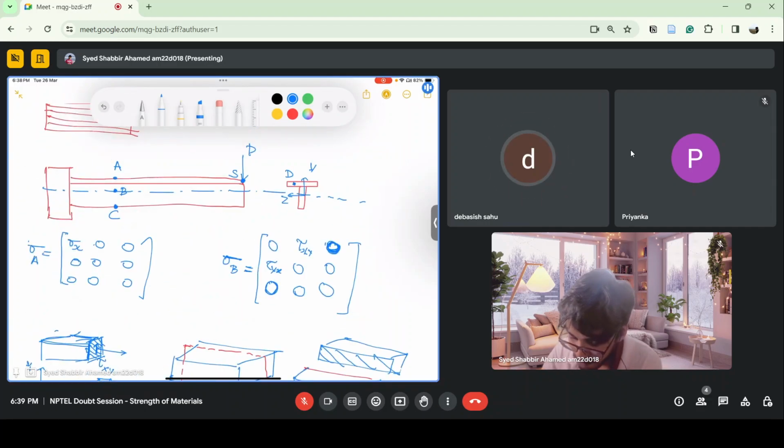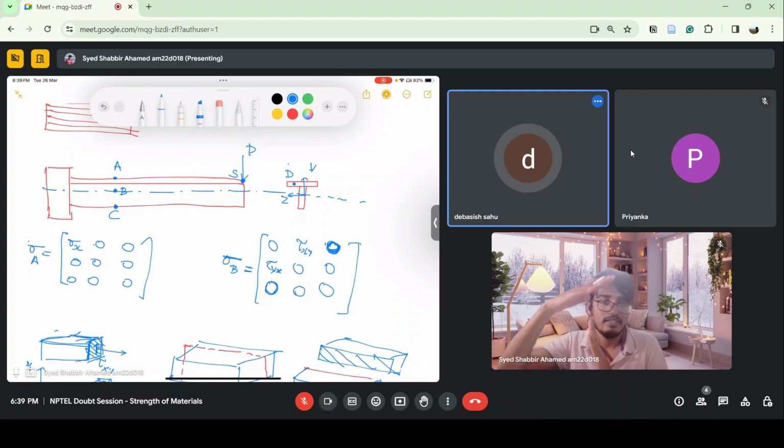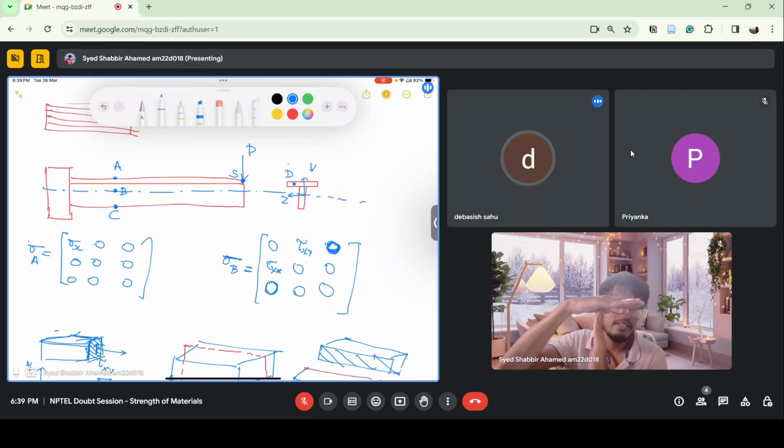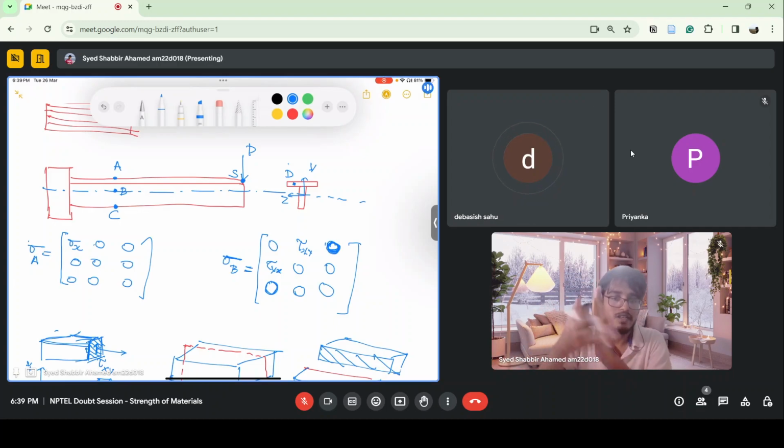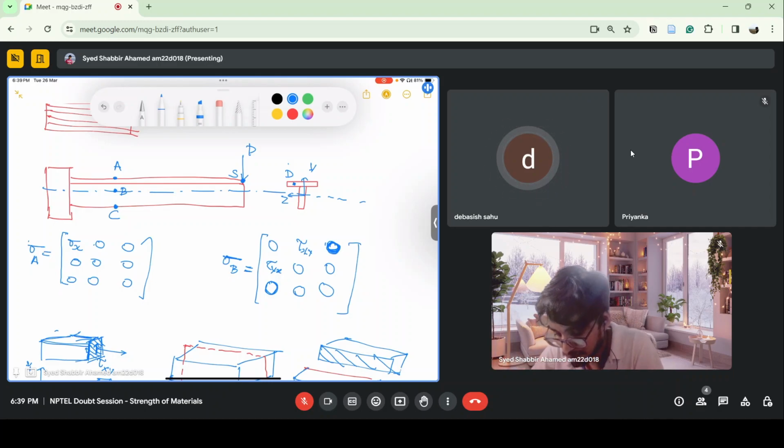Can you see this point on the flange? So the T section is like this. The upper part is called the flange. If you have an I section, the upper and bottom parts are called the flanges, and the middle part is called the web. So on the flange there is a point.